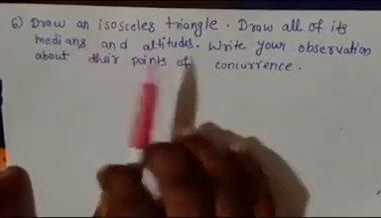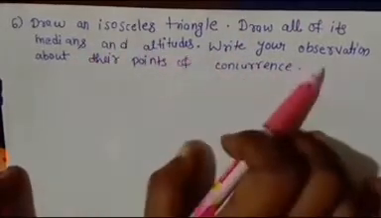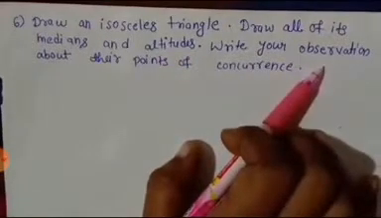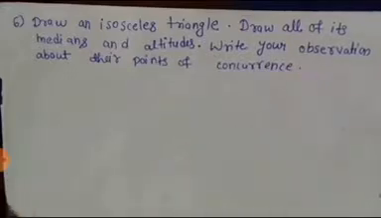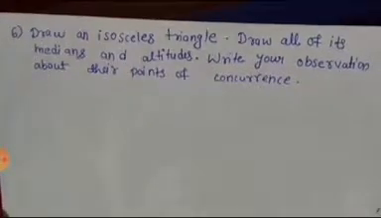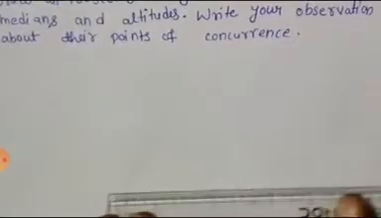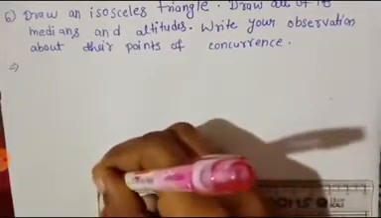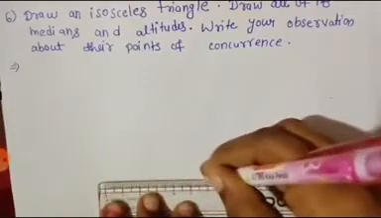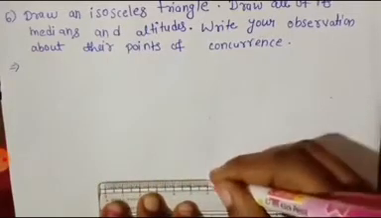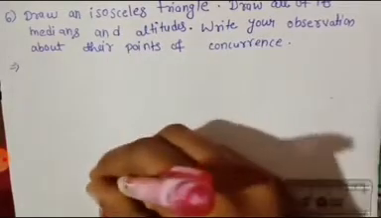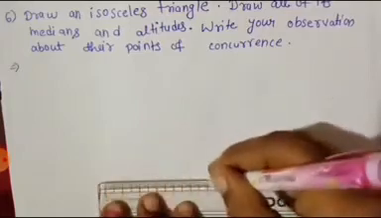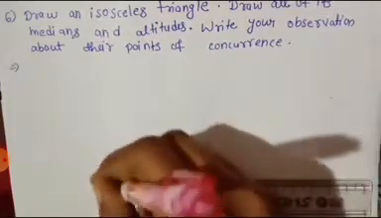So here first of all we will draw the isosceles triangle. Isosceles means only two sides equal. Then in the isosceles triangle we want to draw the medians and altitudes. So first of all I will draw the base. I will take the base as 6 centimeter. You people will also take 6 centimeter as a base. I will draw the 6 centimeter base with the help of a scale.